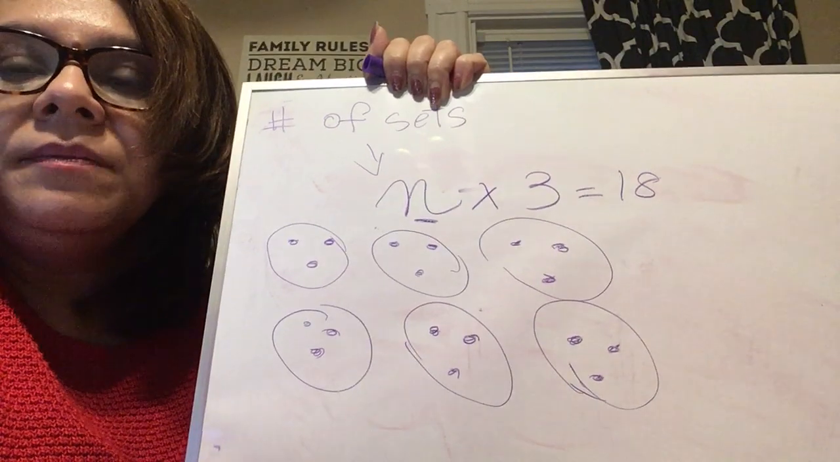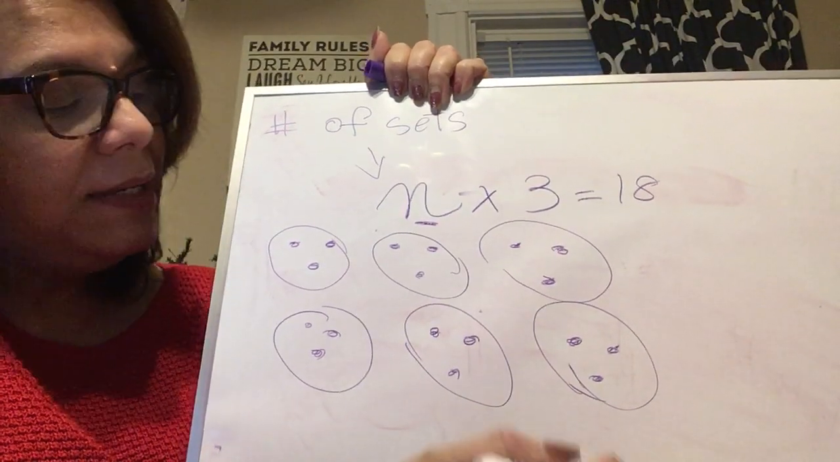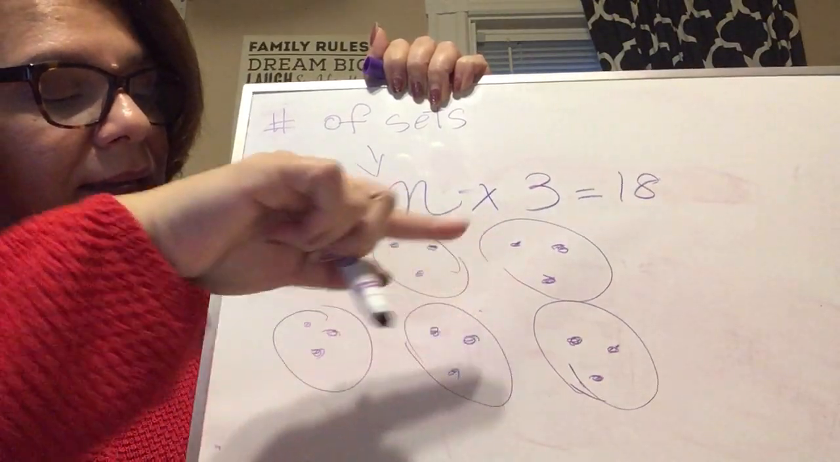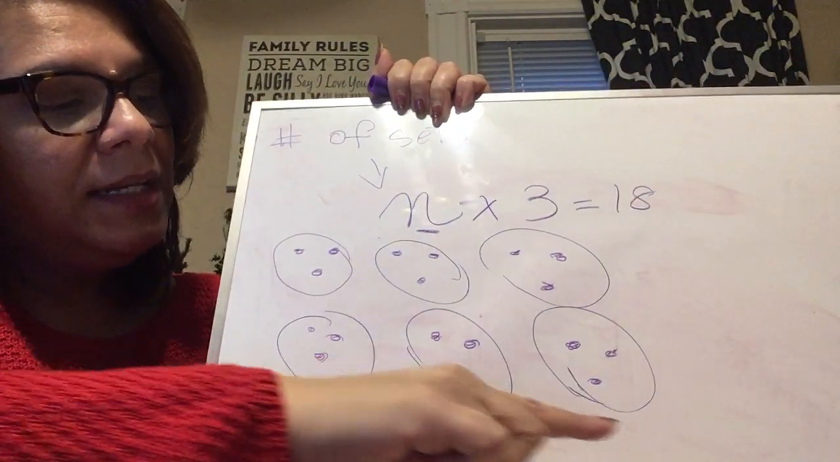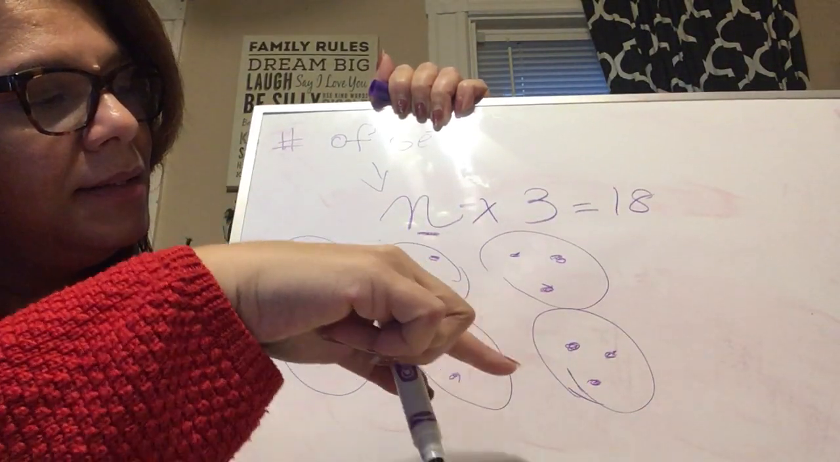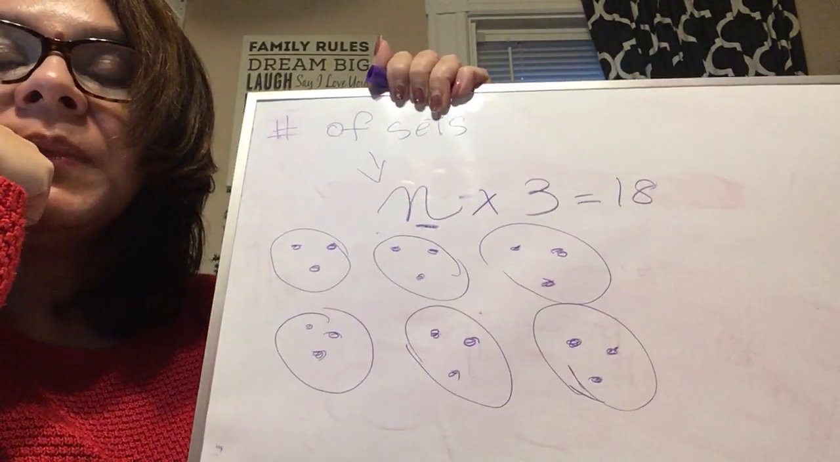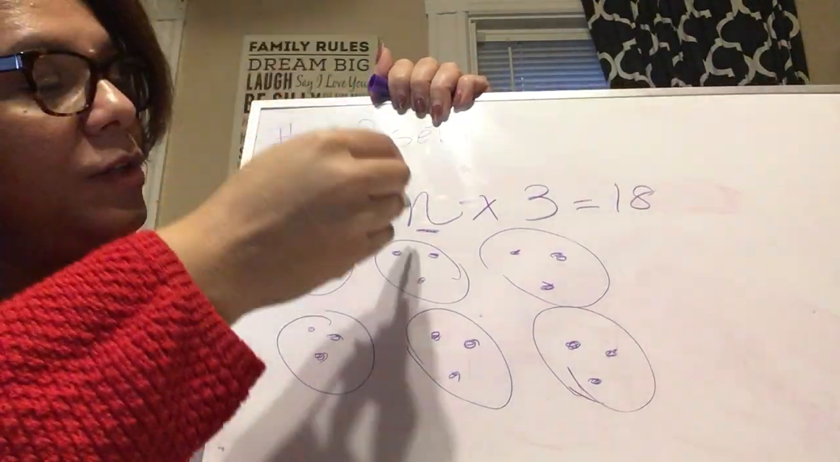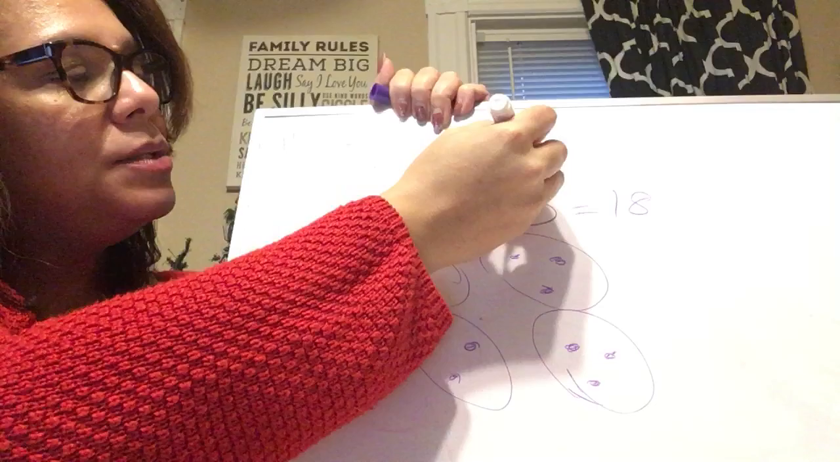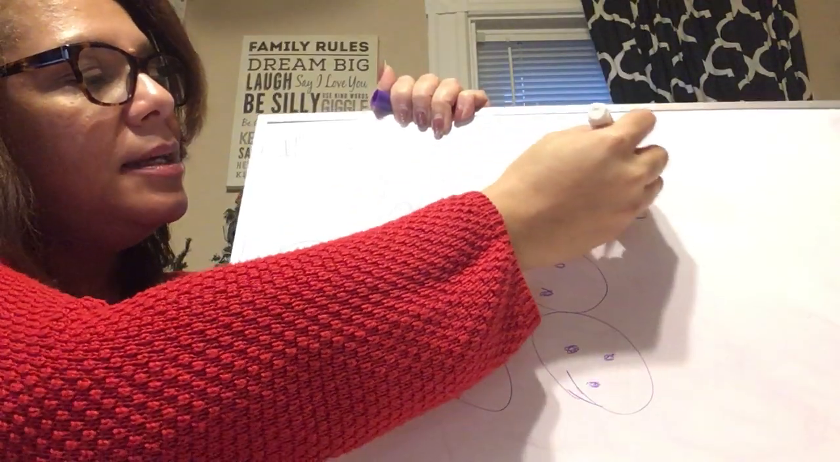Is that 18? Let's find out. It's the only way to find out. Counting by 3s. Ready? 3, 6, 9, 12, 15, 18. There we go. How many sets did we make? We made 6. So the missing number is 6. 6 times 3 equals 18.